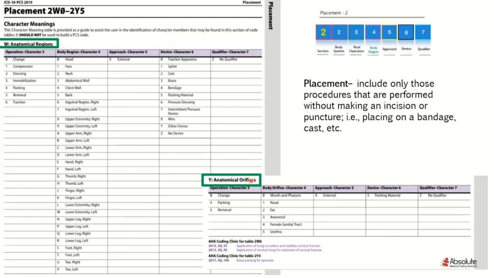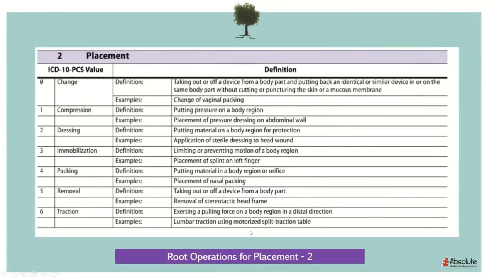Now let's take a quick look at the anatomical orifices. All right, your root operations are change, packing, removal. Your body orifice, your mouth and pharynx, 0, nasal, 1, ear, 2, 3, anorectal, 4, female genital tract, 5, urethra. And next, your approach will always be external. Your device will always be 5, packing material, and 7, no qualifier. All right, so now let's just take another look at these root operations and their definitions. And I'm doing this because we're learning, and the more you see it, the better you'll get it. It will come, I promise.